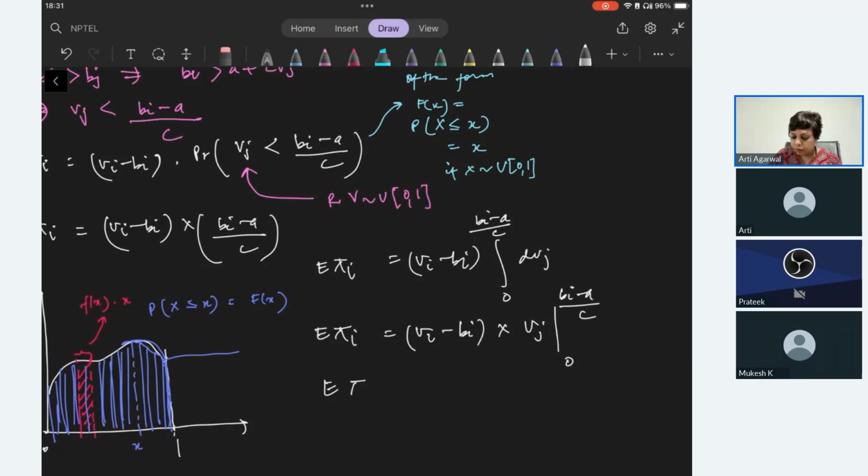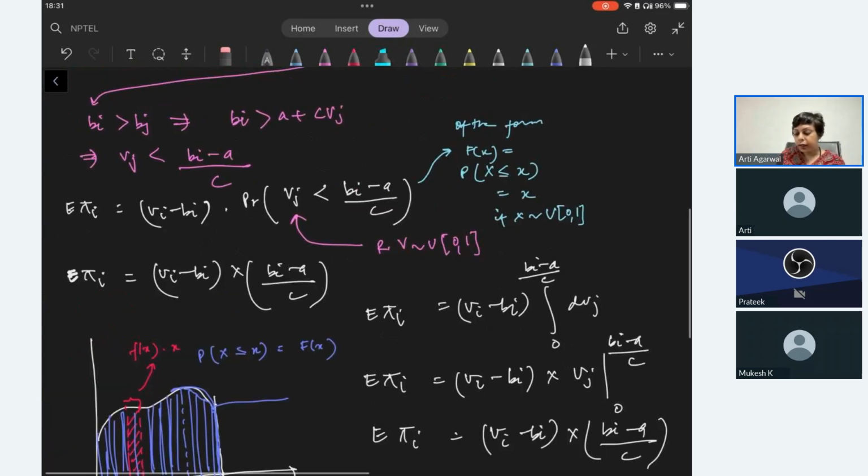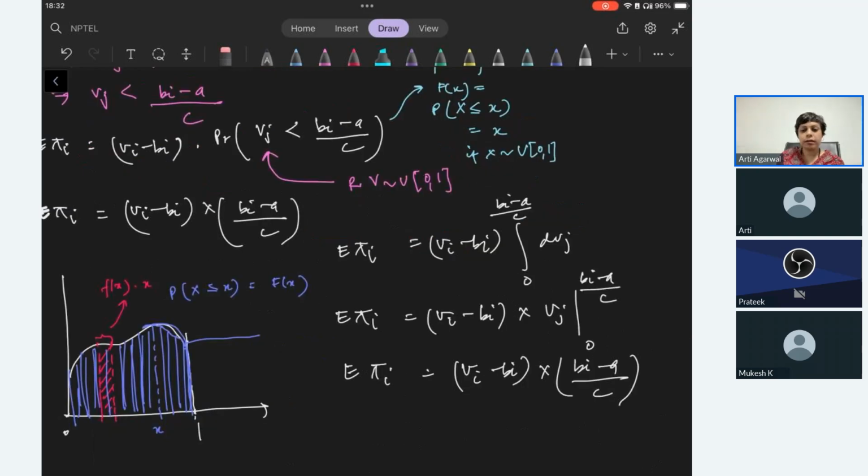And this is your... into bi minus a by c. You get the same thing, because this expression, the CDF, is the integral of the PDF. That's why it's simplified to that.